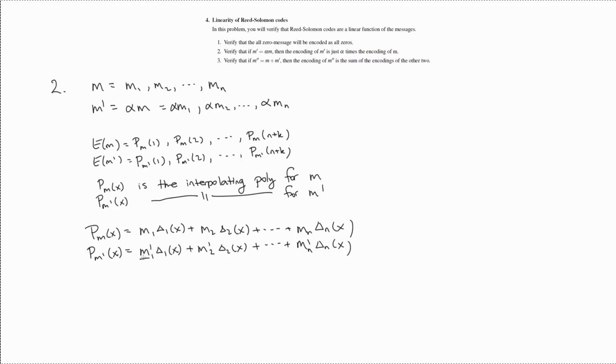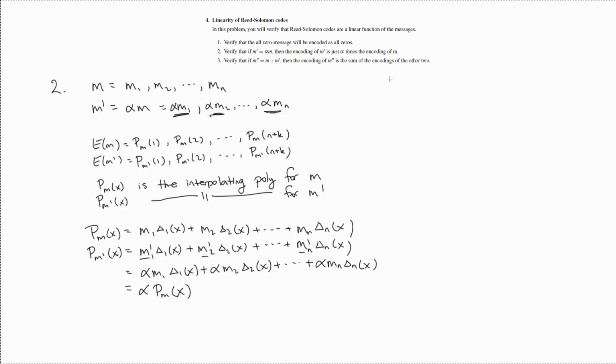Now, plugging in values for m1 prime, m2 prime, all the way up to mn prime, using the definition of m prime, we get alpha times m1 delta 1 of x plus alpha times m2 delta 2 of x, all the way up to alpha times mn times delta n of x. Now, factoring out the alpha leaves us with alpha times p sub m of x.